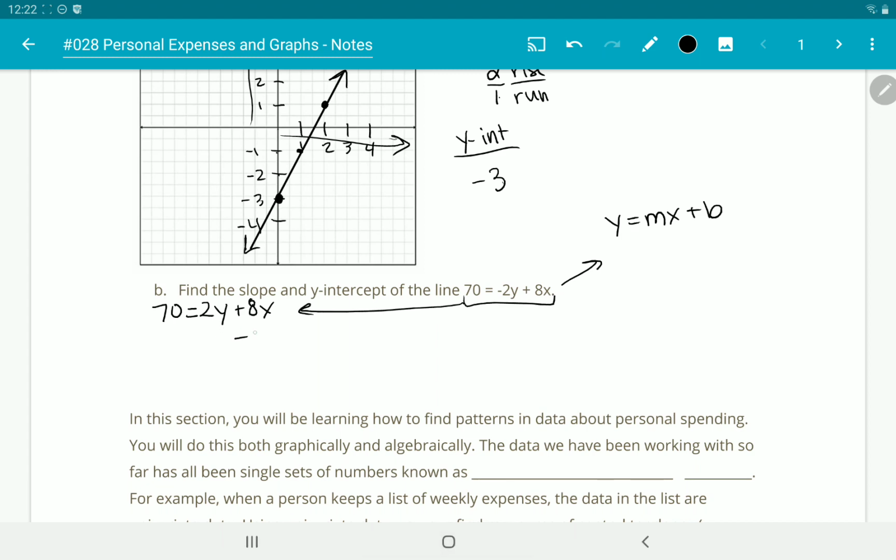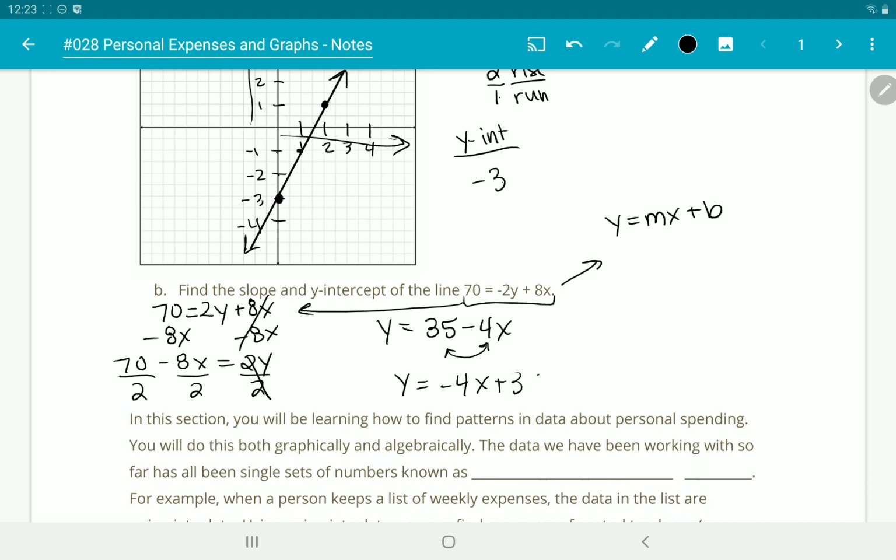We are going to get the 8x to the other side because we need y on its own. So we have 70 minus 8x is equal to 2y. But again, we don't want to know what 2y equals. We want to know what y equals. So we'll divide everything by 2, which will give us that y is equal to 35 minus 4x. But again, we need to flip these two around to get y equals negative 4x plus 35.